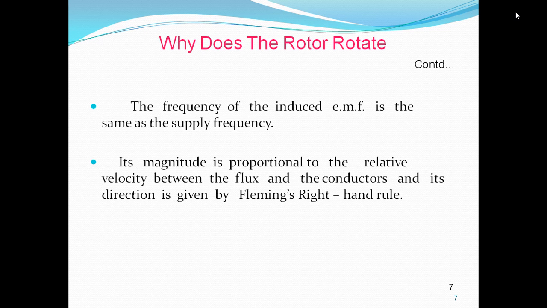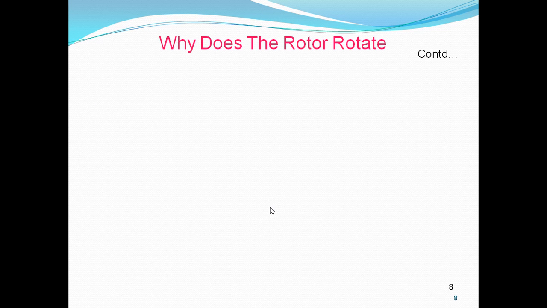As EMF is induced in the rotor conductors and all the rotor conductors are in a closed loop, current starts to flow through these conductors. It produces a torque. The frequency is equal to the supply frequency. Its magnitude is proportional to the relative velocity between the flux and the conductors, and its direction is given by Fleming's right hand rule.